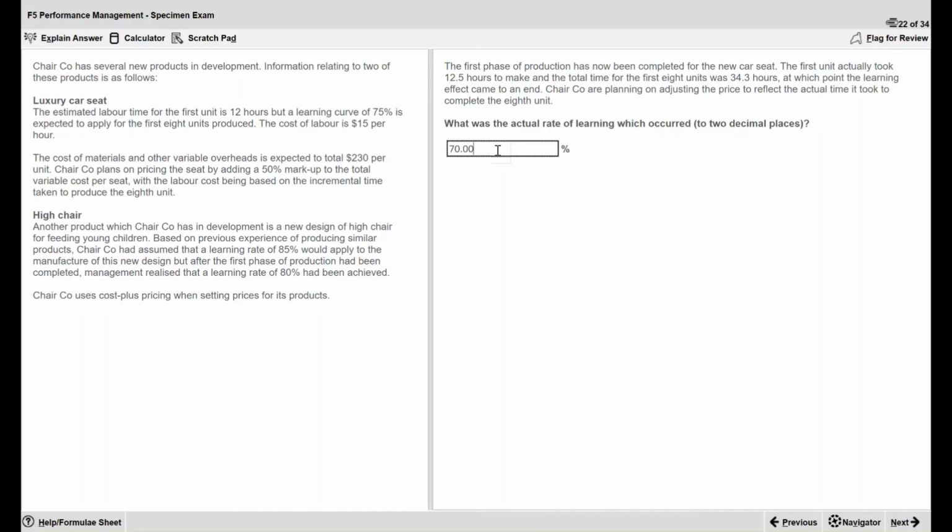So you have to know that. If you don't understand that, then your comments will be wrong. So actual rate of learning here is 70%, which is more than the budgeted.